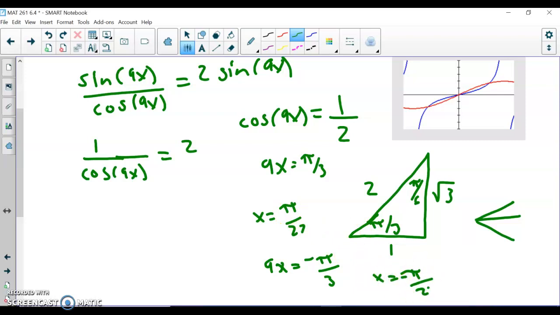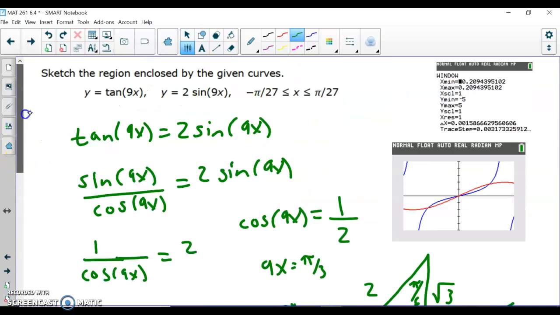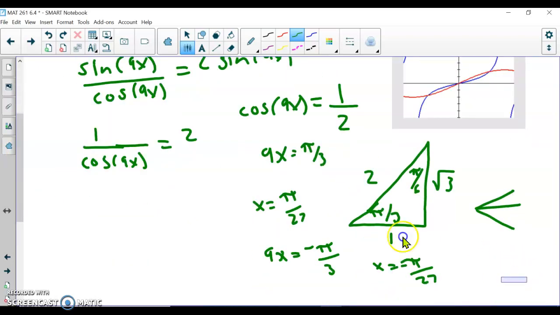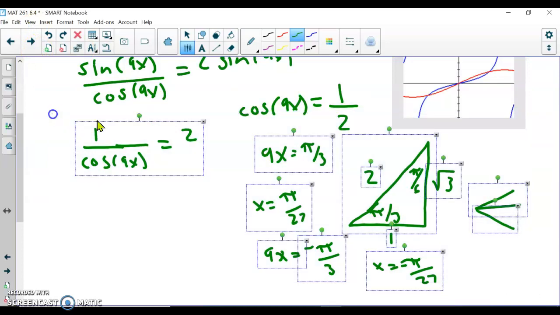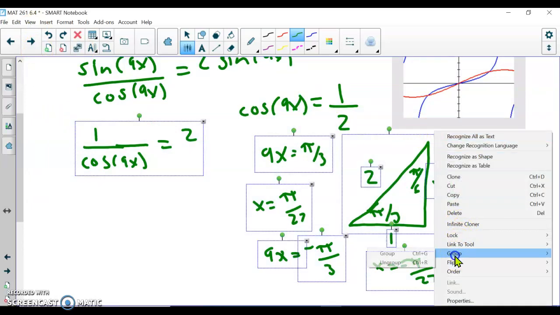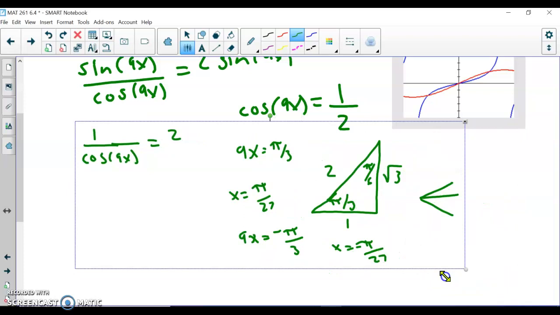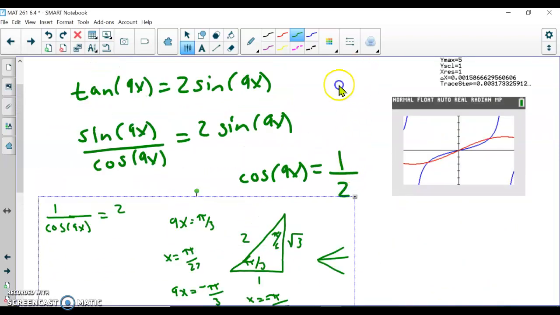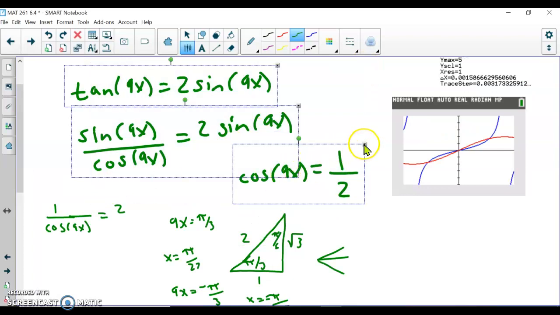pi over 27. Right, and it turns out the values they gave us here actually end up being the intersection points. But here, algebraically, we can determine that they actually are the true intersection points and not just the window they want to work over. Okay, so let's see. I'm just going to shrink this up. So at least we got the intersection points taken care of.